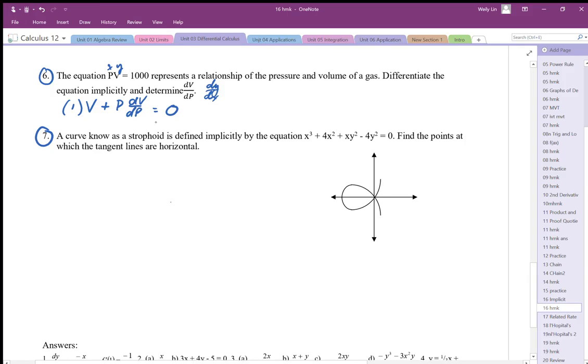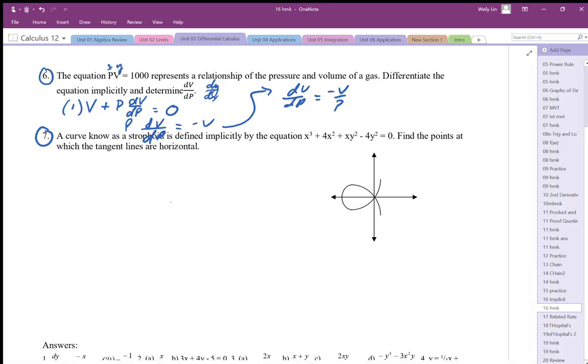Then solving for dV by dP, I get dV by dP times P equals negative V. Solving for dV by dP is equal to negative V over P. So there's my derivative.